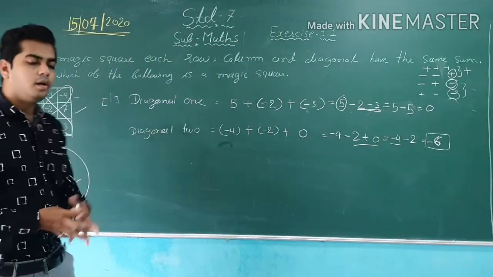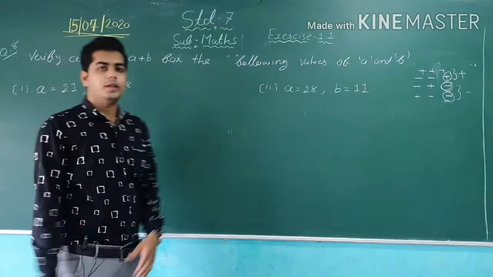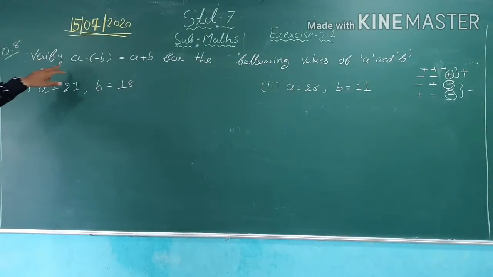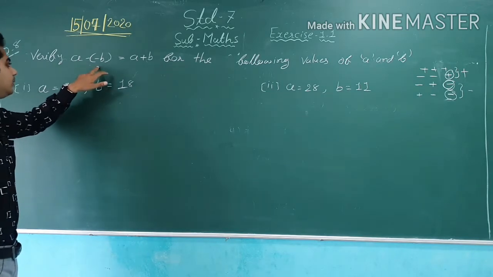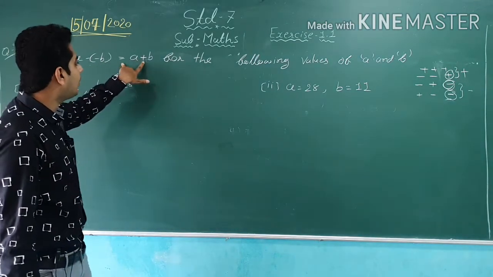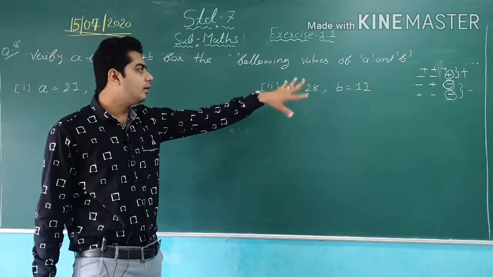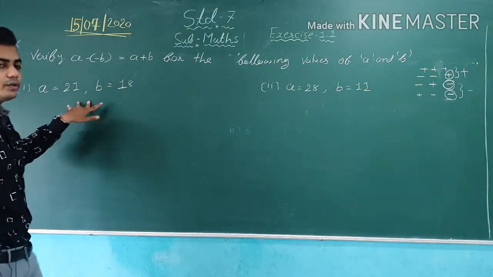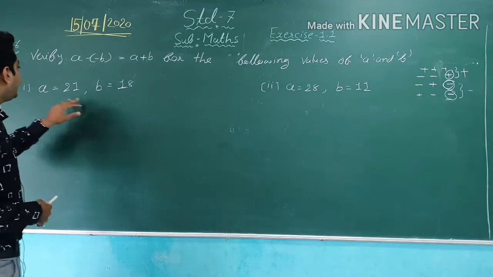Okay, so next our question. So here is our next question. So what does the next question say? Verify this: a minus in the bracket minus b is equal to a plus b for the following values of a and b. मतलब हमको क्या करना है, यहाँ पे हमको a और b की वैल्यूज दी हुई है. We have given a and b values.